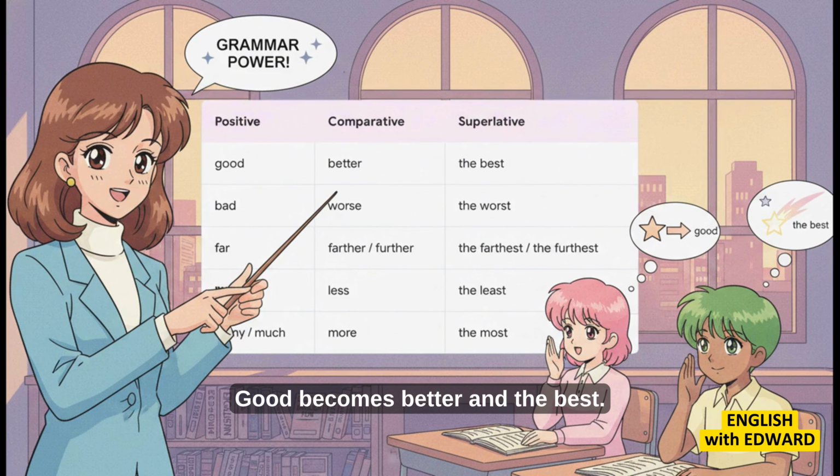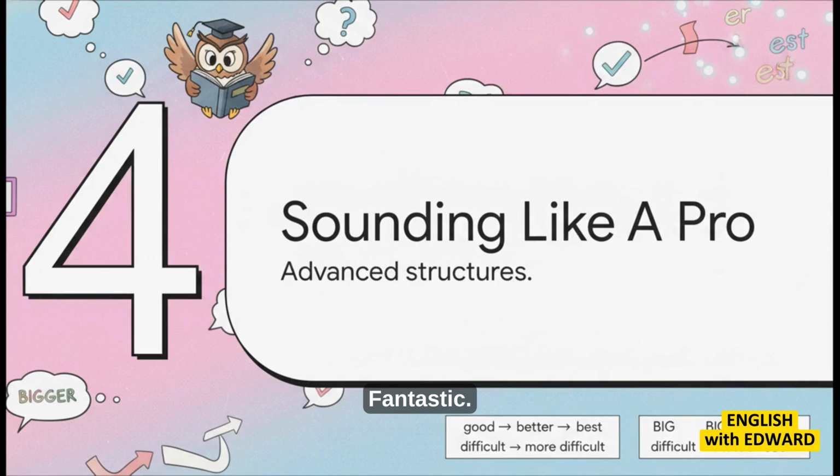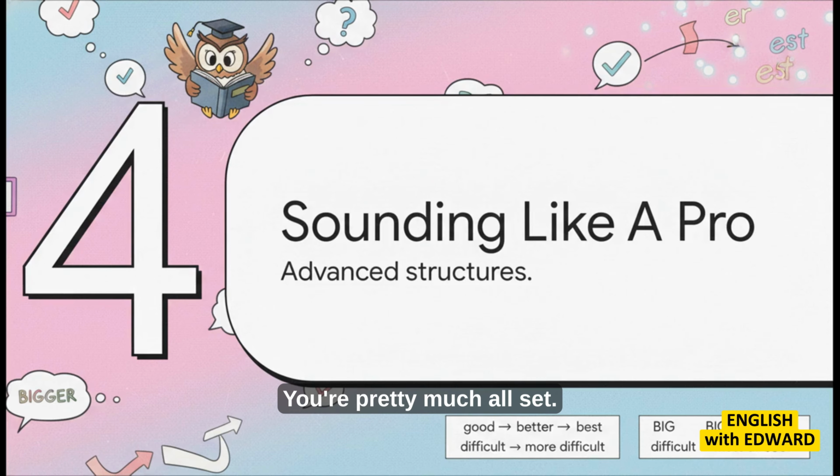Good becomes better and the best. Bad becomes worse and the worst. These don't follow any logic or pattern, so you just have to burn them into your memory. Fantastic. You've learned the main rules and you've met the rebels. You're pretty much all set.